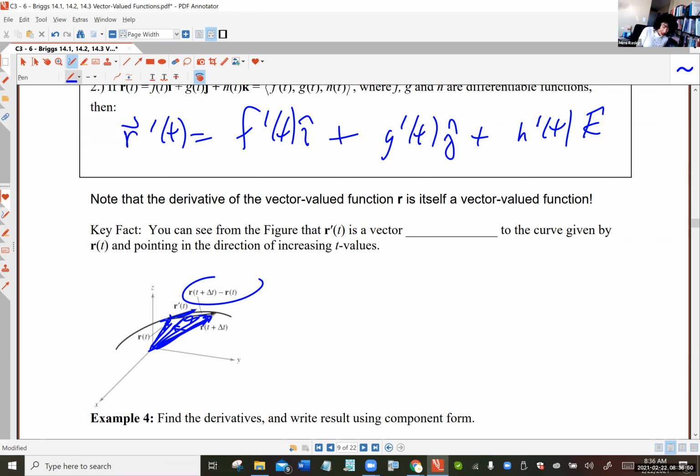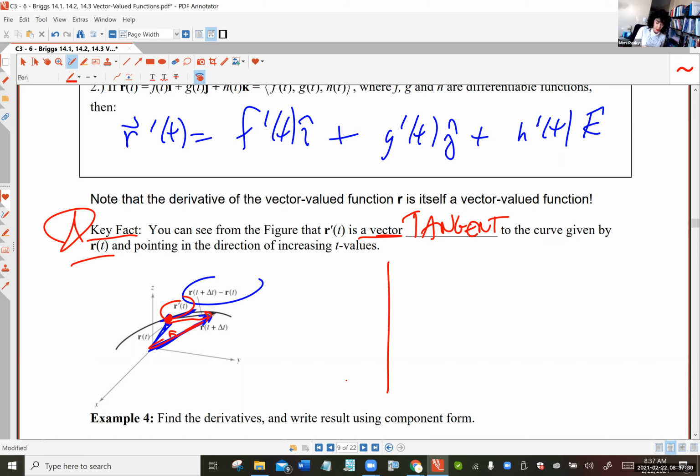Subtraction connects the tips. It connects the tips of two vectors. So it's connecting the tip of r of t to r of t plus delta t. So when this vector starts moving in that direction, you eventually get the r prime of t vector. We're going to talk about this geometrically right now, and this is the key fact I want you to know. From this figure, r prime is a vector valued function that's tangent to the curve given by r of t and pointing in the direction of increasing t values.